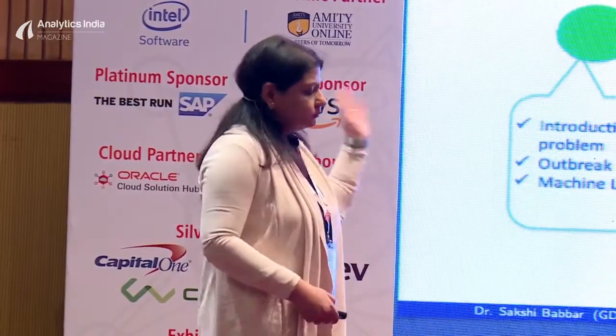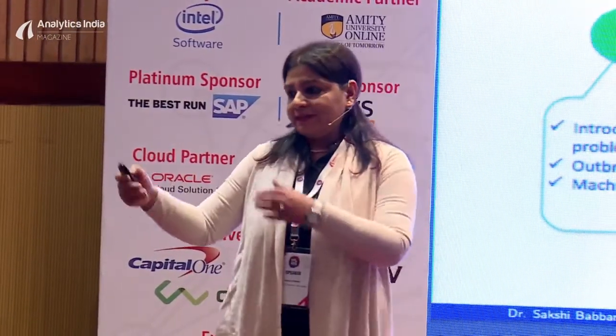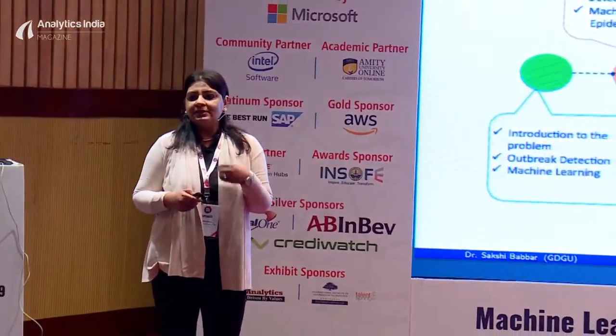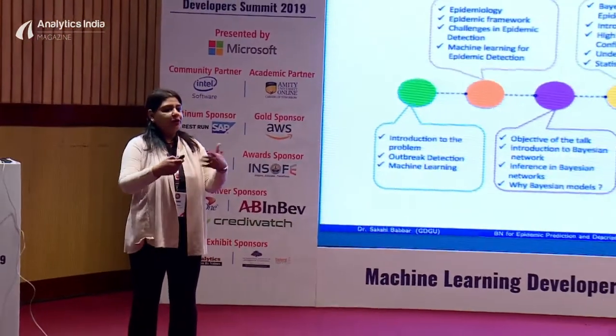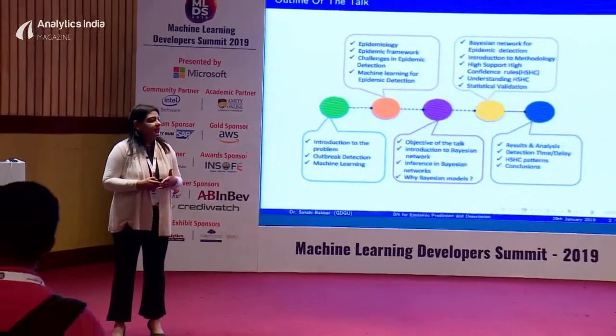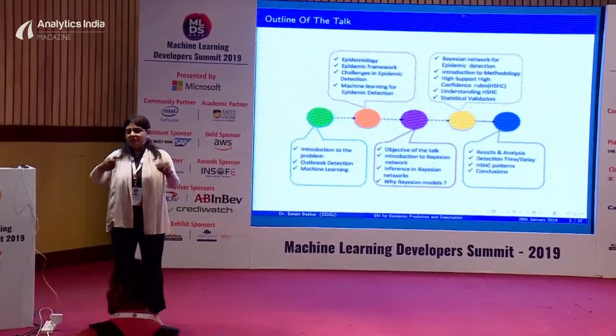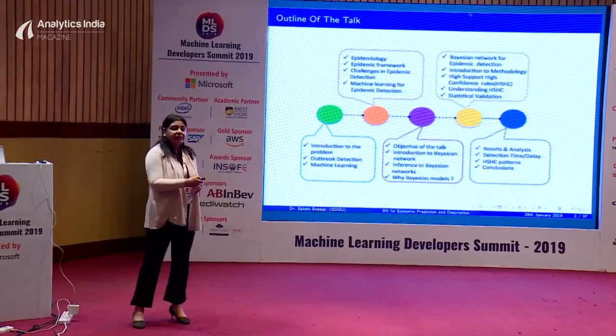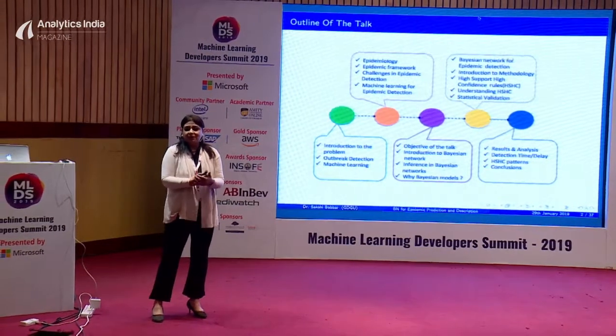So I will quickly go through the outline of the talk. I divided the talk into five different phases. In the first step, I'm going to introduce what this problem is, and where machine learning models can fit in this particular domain. In the second stage, I'm going to talk about some key concepts of epidemics, just for your introduction. What are the challenges in epidemics? What are the phases which an epidemic takes? And then I will come to the machine learning model which I'm going to use for epidemic detection.